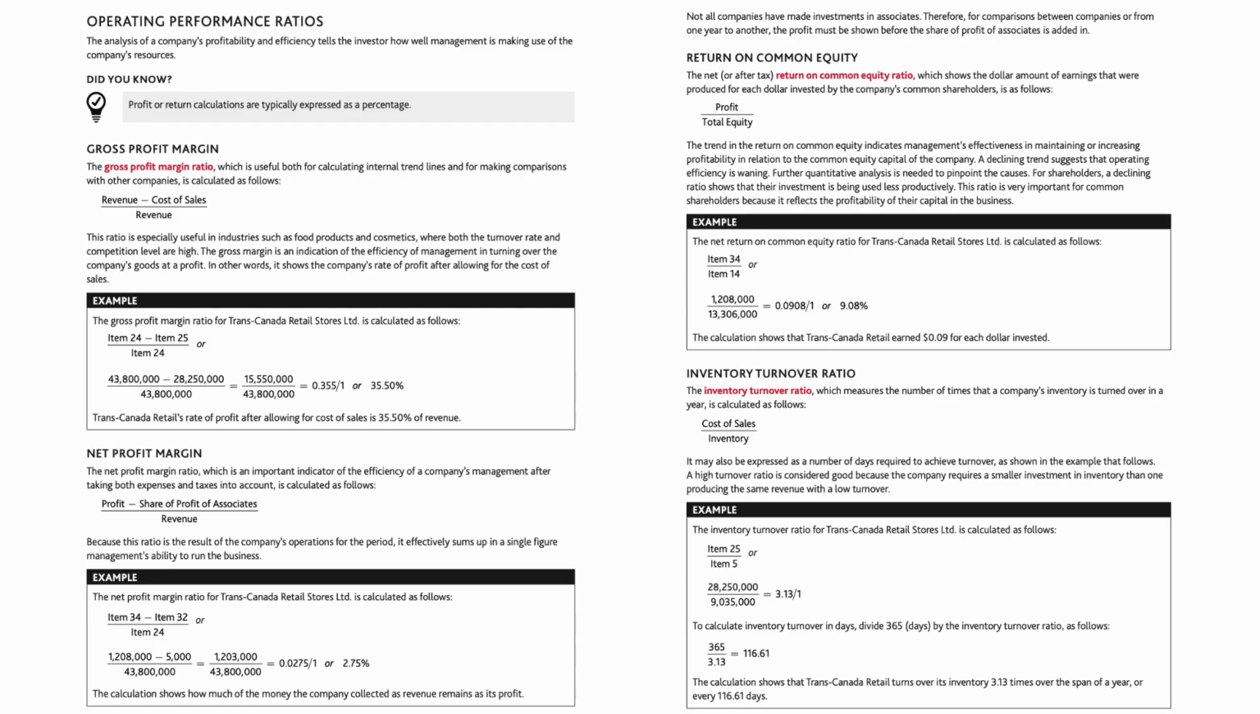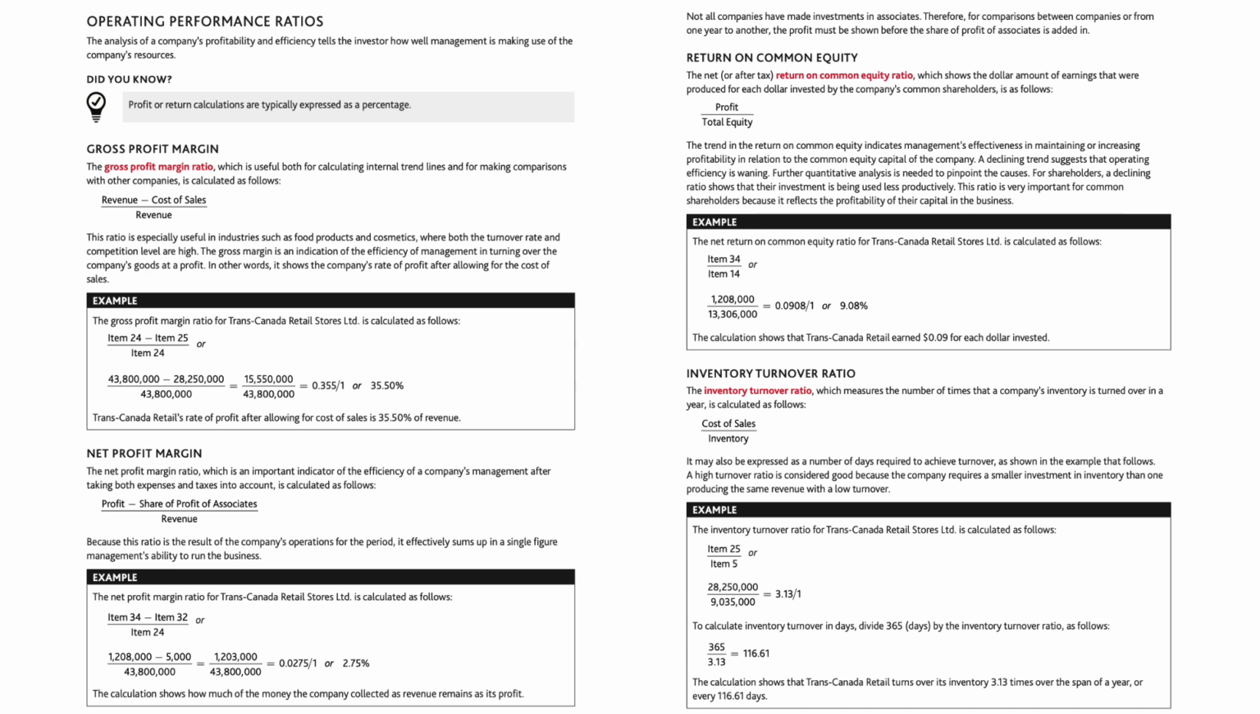Operating performance ratios. The analysis of a company's profitability and efficiency tells the investor how well management is making use of the company's resources. Did you know? Profit or return calculations are typically expressed as a percentage. Gross profit margin. The gross profit margin ratio, which is useful both for calculating internal trend lines and for making comparisons with other companies, is calculated as follows: revenue subtract cost of sales divided by revenue again.